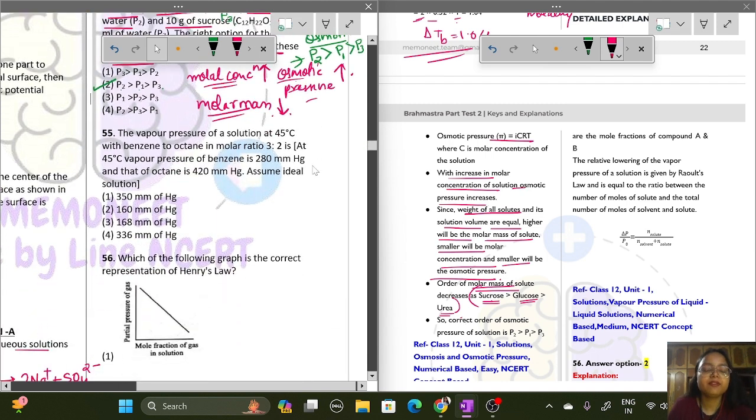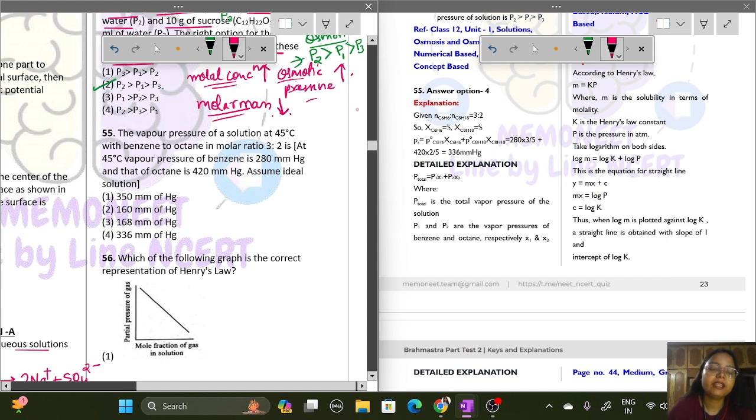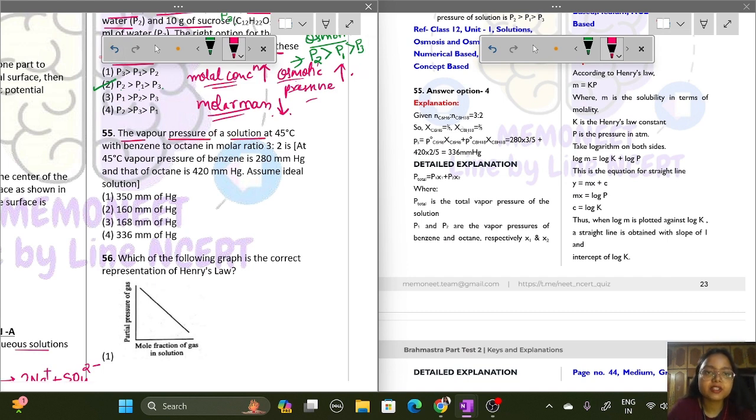Next is question number 55. In question number 55, the vapor pressure of a solution at 45 degrees Celsius with benzene and octane in the molar ratio 3:2 is asked. At 45 degrees, the vapor pressure of benzene is 280 mmHg and that of octane is 420 mmHg. Assume ideal solution. The molar ratio is 3:2.